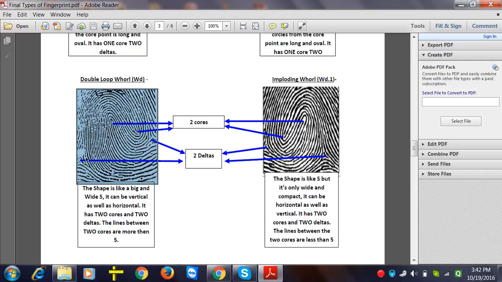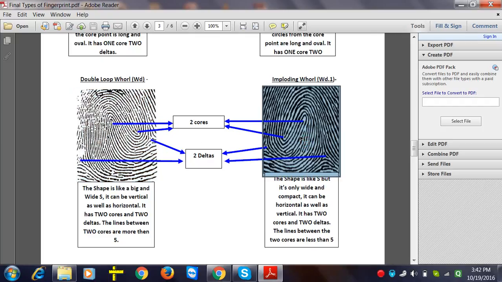How will you do the ridge count? You will count from left delta to left core and right delta to right core. As you can see, from left delta to left core, the count will be more compared to the right delta and right core. So you'll put the highest maximum value.